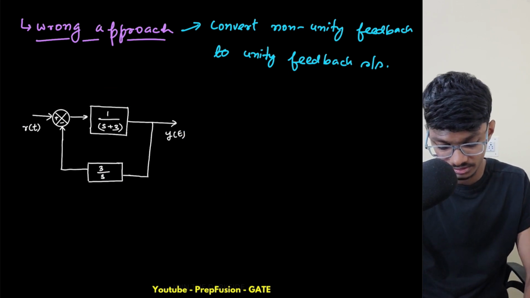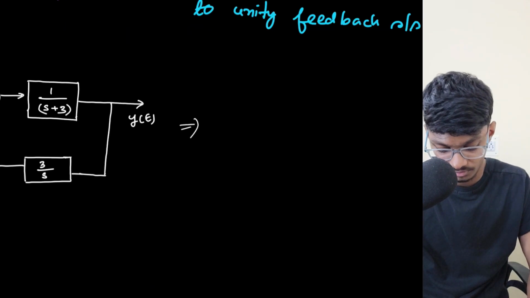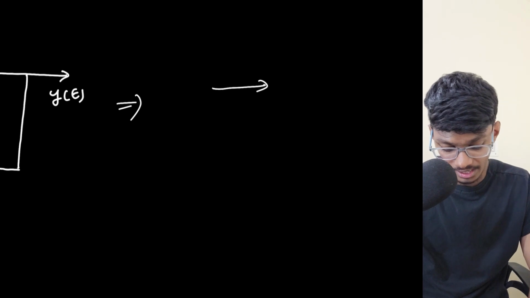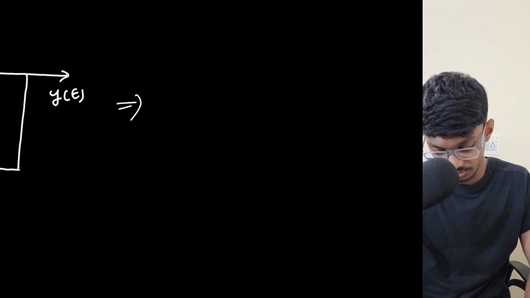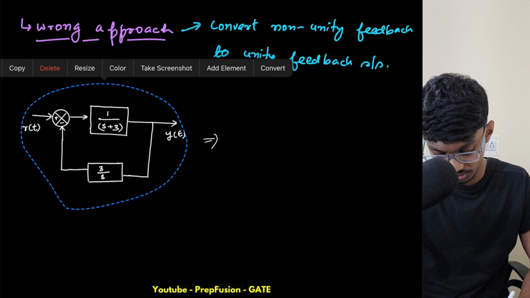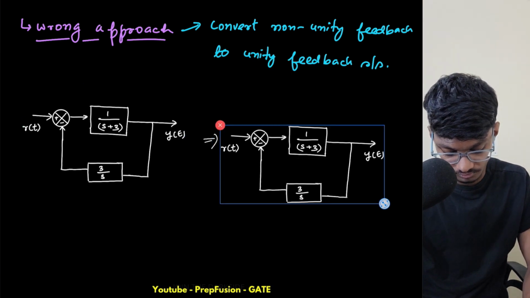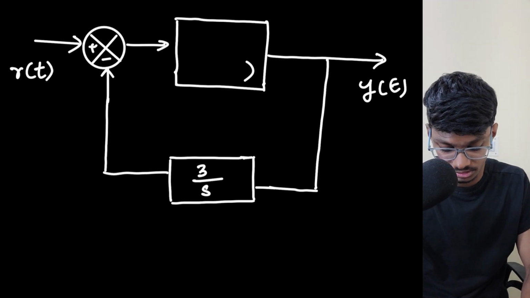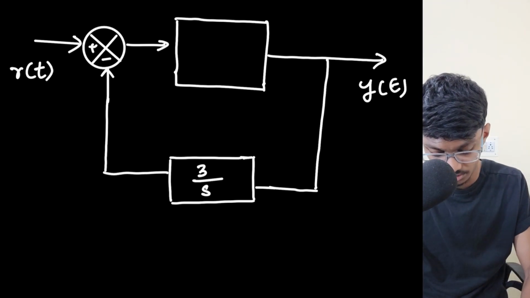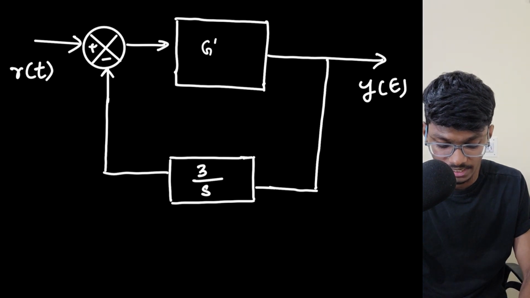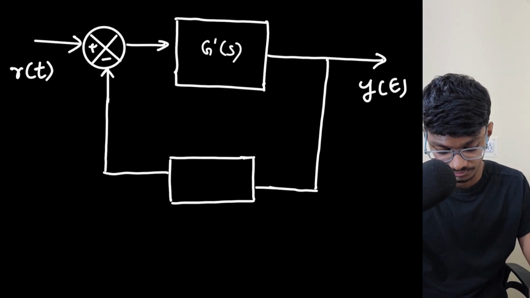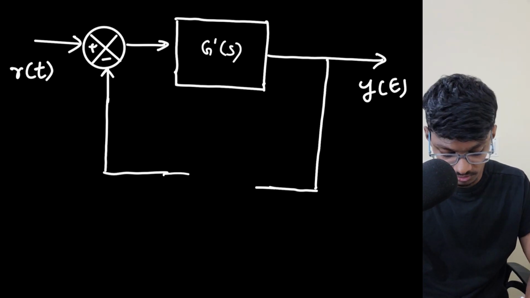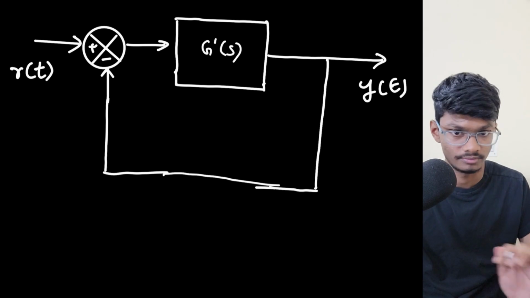Now you want to convert this into unity feedback. You will make a new system, and in the new system let me copy the same thing here, I just change the things. This function will change, g of s will change. This will be some g dash of s, and this will be 1. Like a few books have given this method, that you can convert this into unity feedback. So this has been converted into unity feedback.